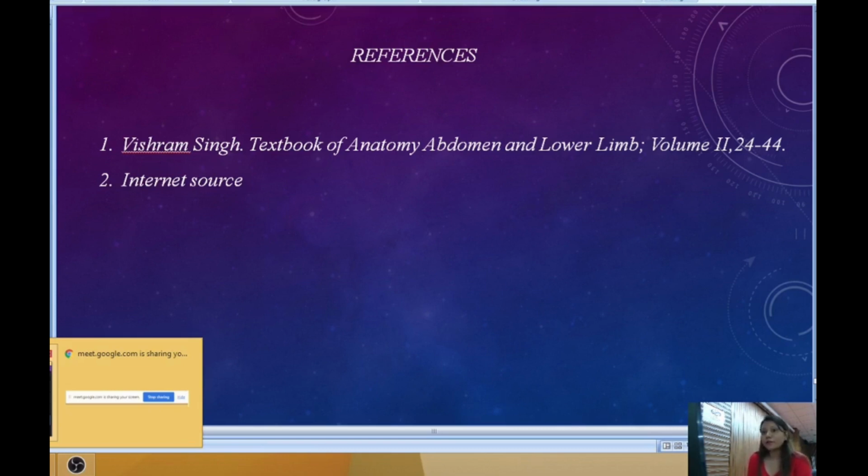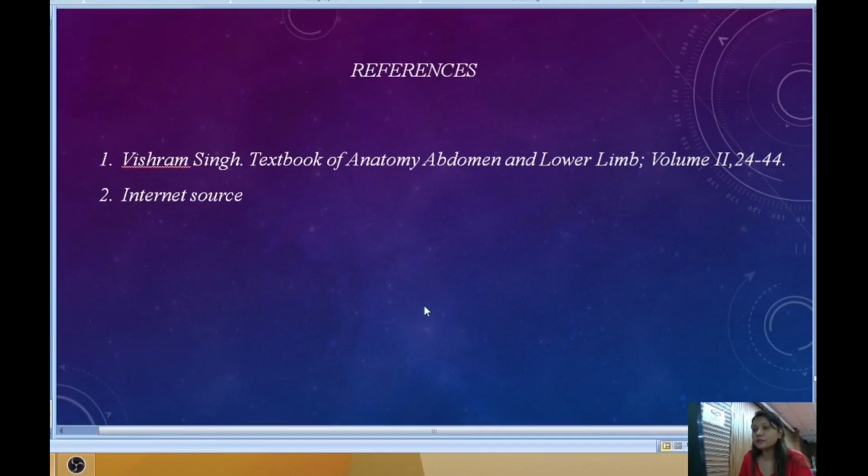Rectus sheath is the aponeurosis covering which muscle? Rectus abdominis muscle. The 6 pack or 8 pack is due to the 3 tendinous intersections, which strengthen the muscle and divide the muscle into different segments. Understood, no? Yes, ma'am. Okay, last question.